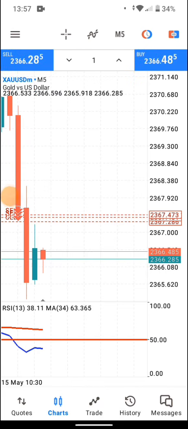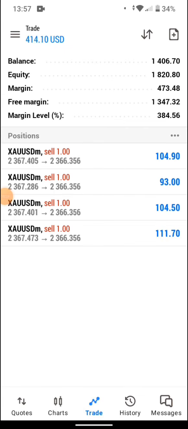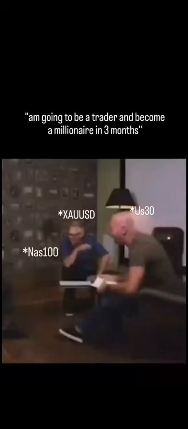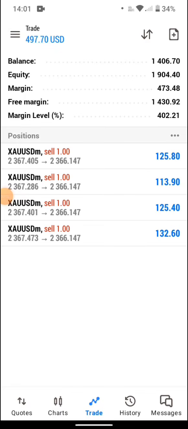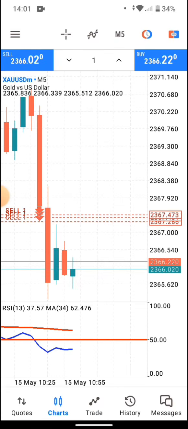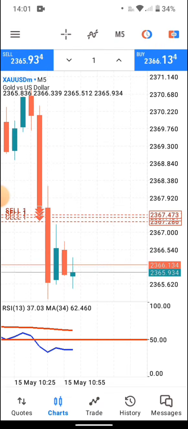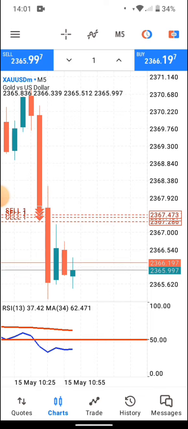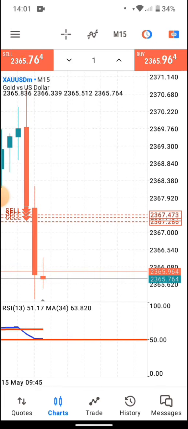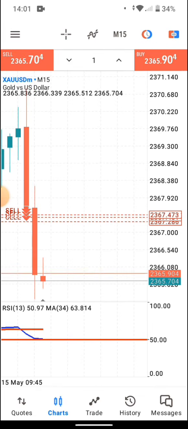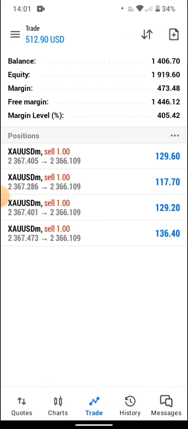So let's see how this trade is going to play out, and I'll get back to you guys. I don't want this to be too long. So guys, we are currently up to $500 in profit. The previous candle I was talking about closed in red, which is a good signal. And in the 15-minute time frame we are still struggling to close.